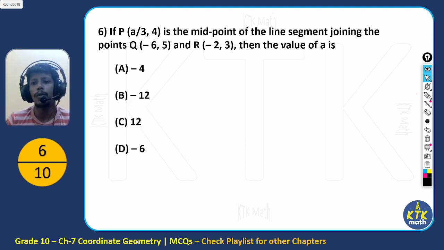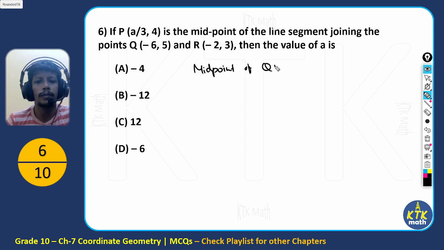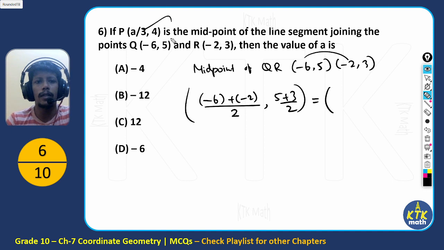Okay, now next question. If P of A over 3 comma 4 is the midpoint of the line segment joining, then the value of A. So we know the midpoint. Midpoint of QR, first you can write midpoint of QR. So negative 6 comma 5, negative 2 comma 3. So this one alone you can consider: negative 6 plus negative 2 over 2 comma 5 plus 3 over 2 is equal to the answer they gave, like A by 3 comma 4.